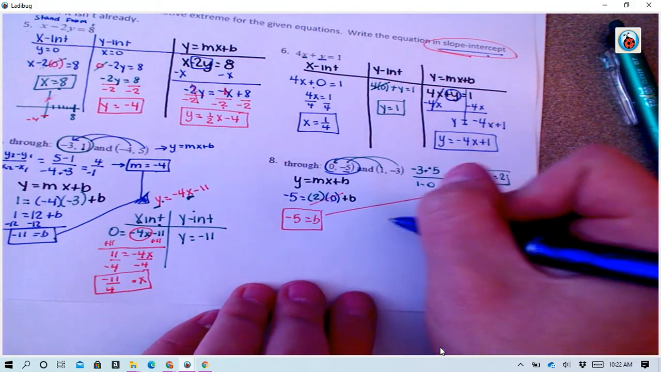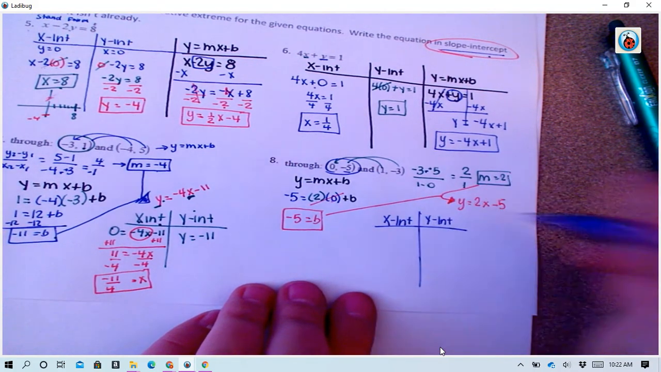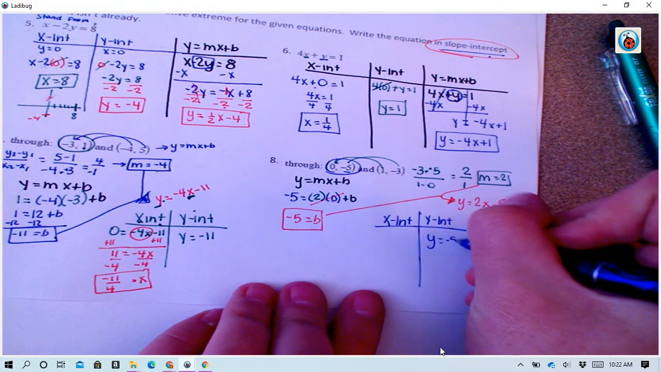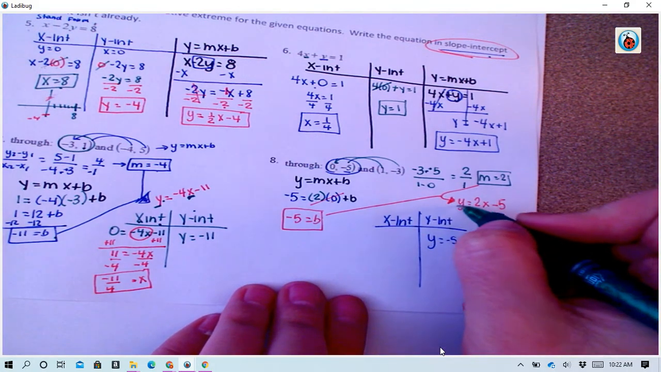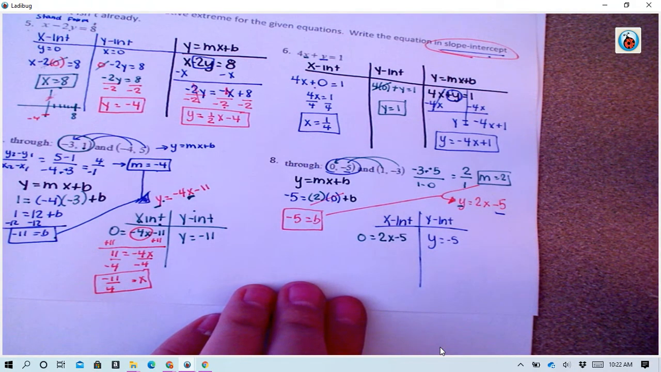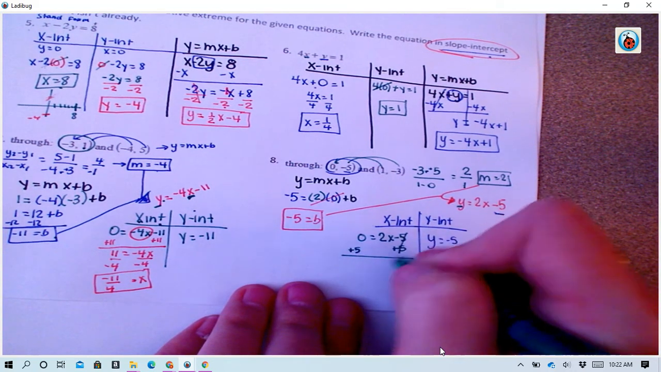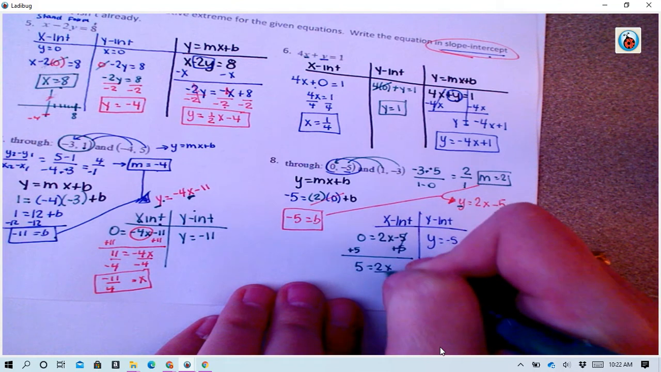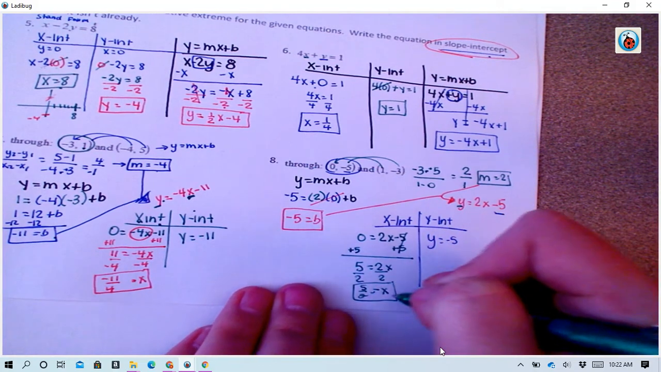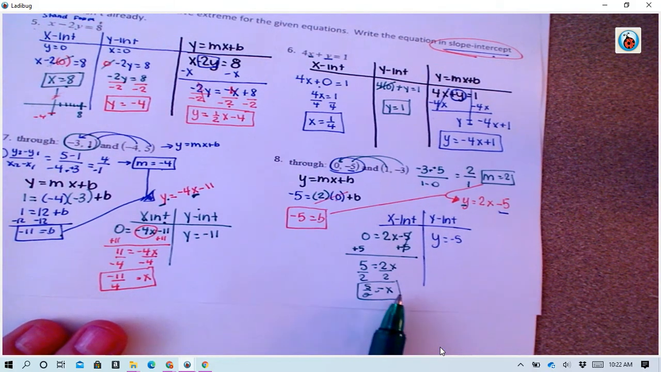Now we have to find our x-intercept and our y-intercept. Y-intercept is easy. It's your b value, so it's negative 5. Your x-intercept, you plug 0 in for y. So 0 equals 2x minus 5. We're going to solve for x, so we're going to add 5 to both sides, and we get 5 equals 2x, divide by 2, so x equals 5/2. And it is okay for your roots or your x-intercepts to be fractions.